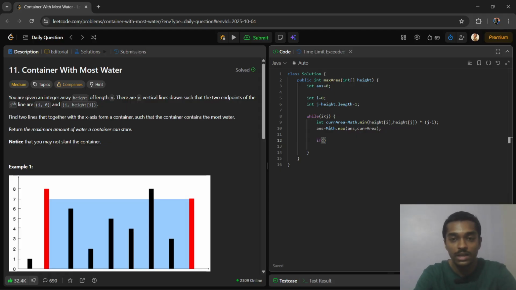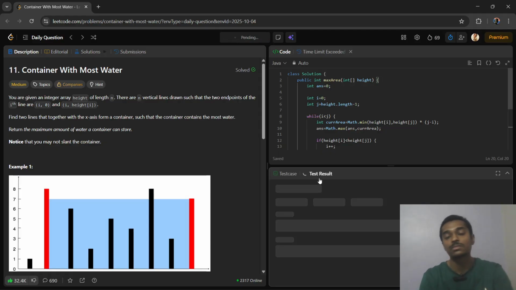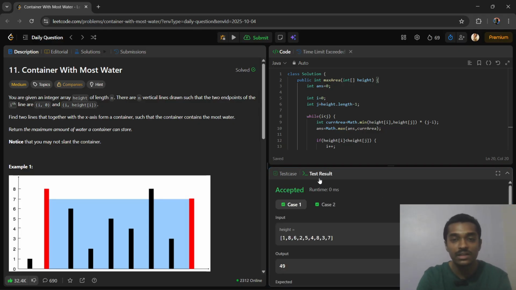So we have to check if height of i is smaller than height of j, then we move our left pointer, so i plus plus. Otherwise we decrease our j pointer, either way, if it is equal or less. And at the end we can simply return our answer. So let's try to run it. Yeah, it is running. Let's try to submit it.